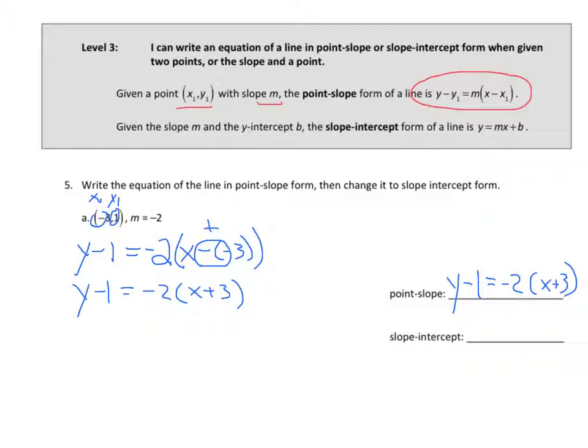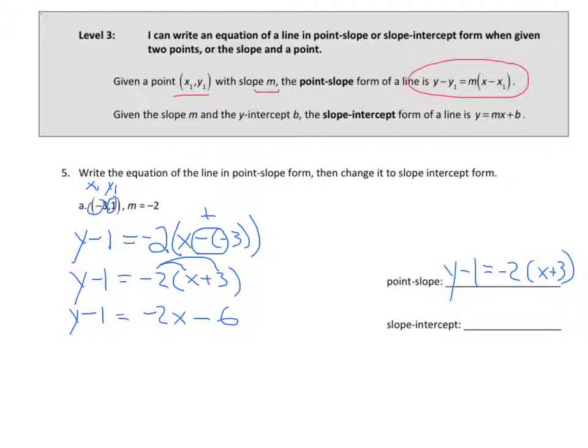To change this form to slope-intercept, you solve for y. So you would distribute on the left side, and we get y minus 1 equals negative 2x minus 6. Then to get y by itself, you add 1 to both sides, and you get y equals negative 2x minus 5, and that's the slope-intercept form of the equation.